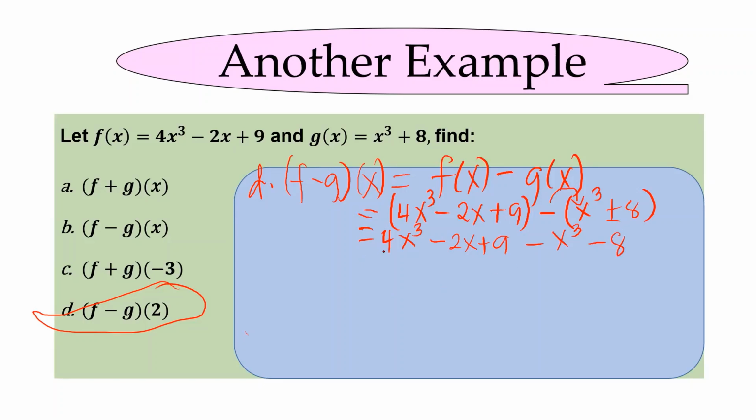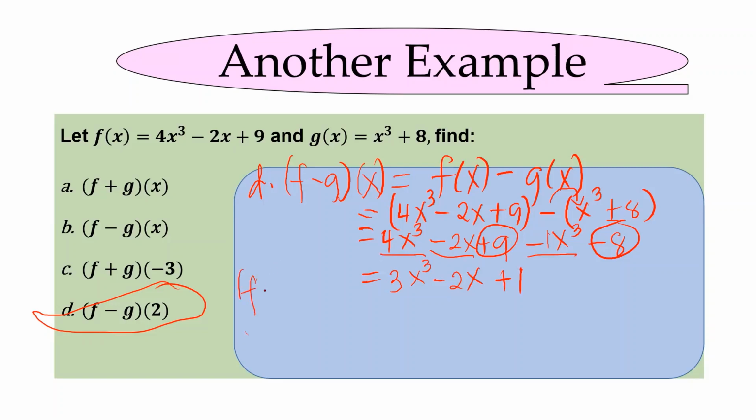Then, combine like terms. The same po si 4x cubed at saka si negative x cubed. So, 4 minus 1, kasi 1 po yan, automatically may 1 dyan. Therefore, 3x cubed na lang. Bring down negative 2x kasi wala pong ibang may x na term. Then, add plus 9 and negative 8. That would give you positive 1. Kasi mas malaki si 9 kaysa negative 8.